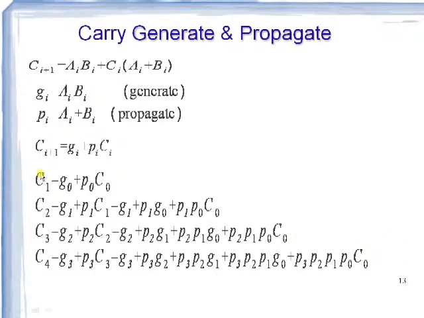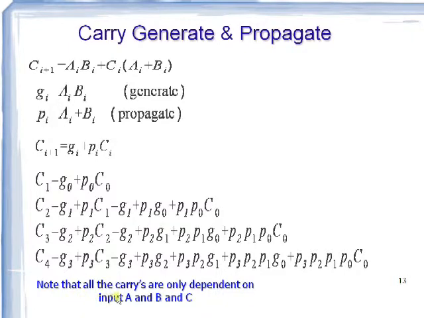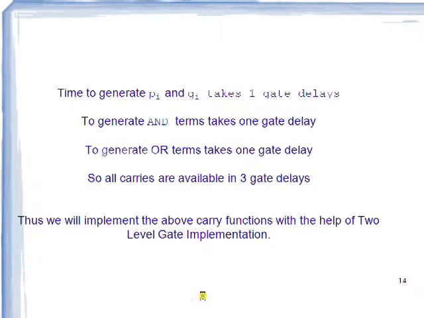Now all these carry out expressions depend on the inputs as well as on the carry of the previous stage. What we do is calculate all these carries at once, and give these carries along with the inputs to the circuit. Now let us implement these expressions with logic gates. Note that all the carries are only dependent on inputs A, B and C.